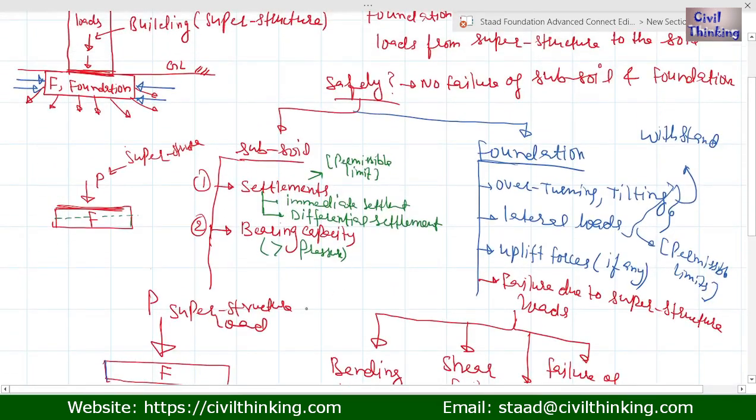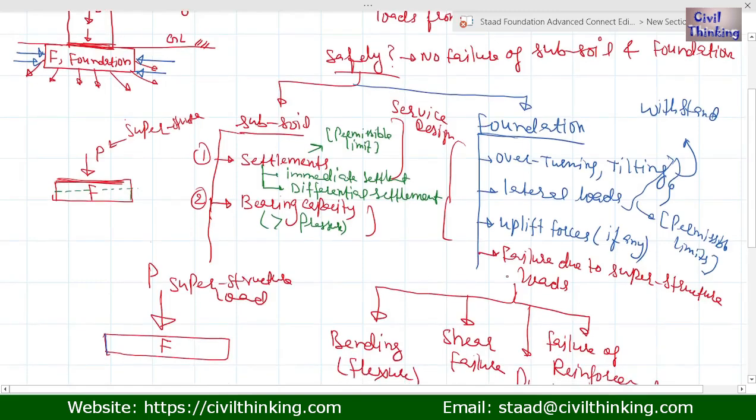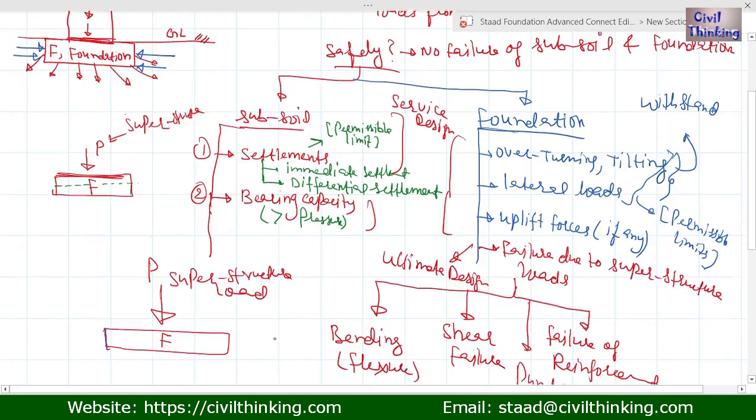Besides these, the soil related things, the settlements, the bearing capacity, the overturning, the lateral, all of these come in the service design. This failure due to superstructure loads comes under the ultimate design method, and all others like settlement, bearing capacity, overturning come in the service design.